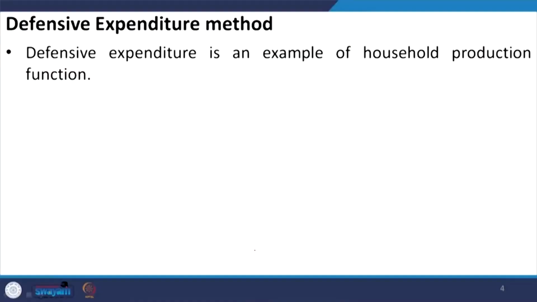And moreover, if you are talking about the case of property, then you are making some expenditure by purchasing some goods or equipment, so that your property can be saved from the pollution. So in that way, if your behavior is defensive, then this defensive behavior leads to defensive expenditure, which is also known as the averting expenditure. And this is the basis of the defensive expenditure method. And again, as you understand, this defensive expenditure is an example of household production functions.